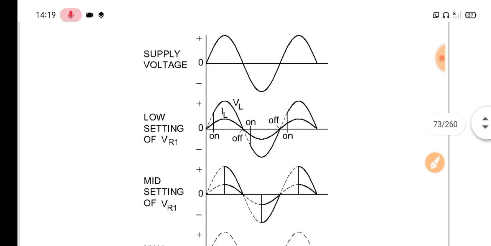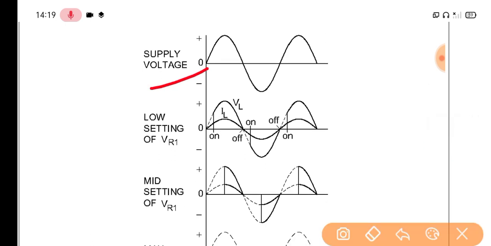Supply condition, this is the voltage 0 positive and low setting of voltage resistance VR1. This is the load voltage and this is the load current, and this is the on and this is the off, and this is the off, this is the on.